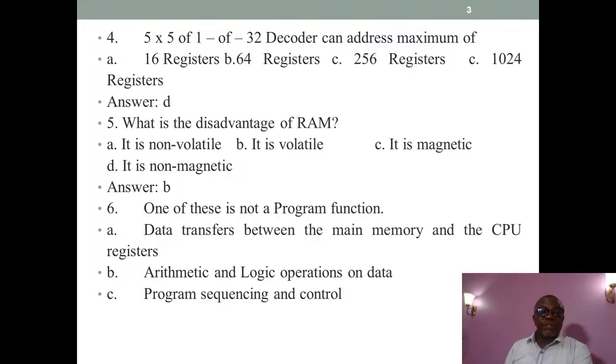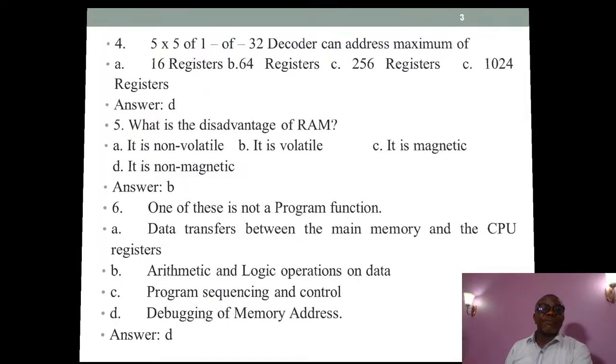C, program sequencing and control. D, debugging of memory address. And we say that our answer is D. The program doesn't debug memory addresses. The memory address remains what you feed it to be.